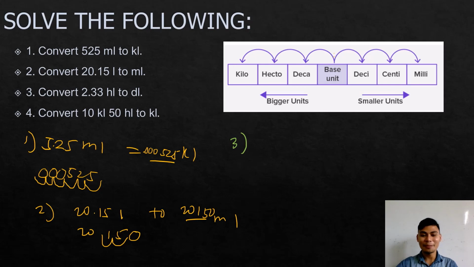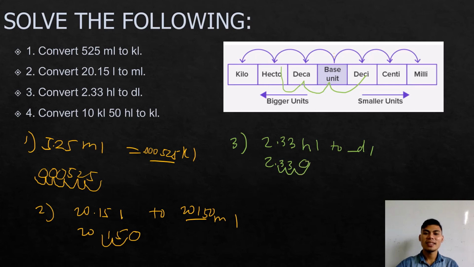Ganyan lang. Number 3. Okay? We have 2.33 hectoliter to deciliter. Hala, so si hecto, 1, 2, 3. 3 times to the right. So the same concept. 1, 2, 3. And it's 2,330 deciliter. Wow, basic. Basic na basic. Wow, I'll be the top-notcher na sa exam na ititake ko. God bless you. Sana nga. Kung hindi man, at least you will pass the examination. Hopefully, let's pray for that.